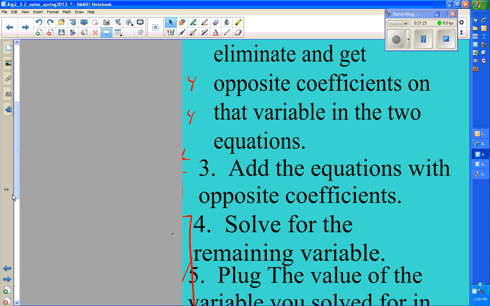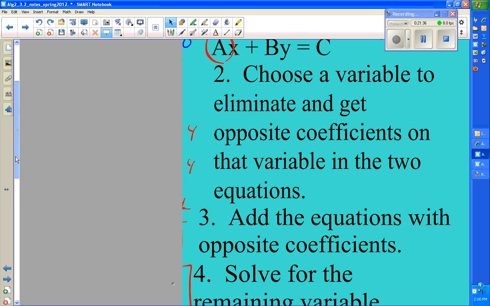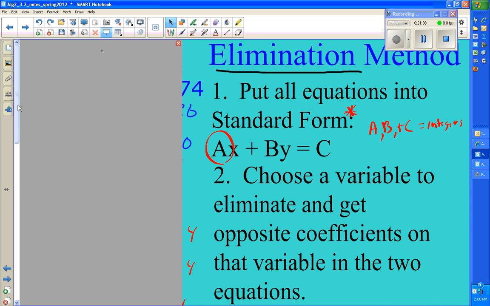If you add things with opposite coefficients, what will happen? They explode. They do what? They cancel, or? What's the name of this method? They eliminate. They're gone.